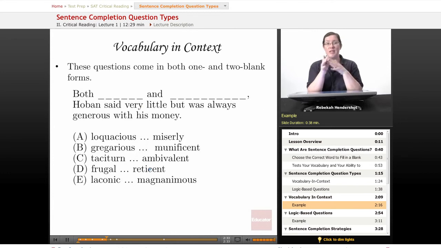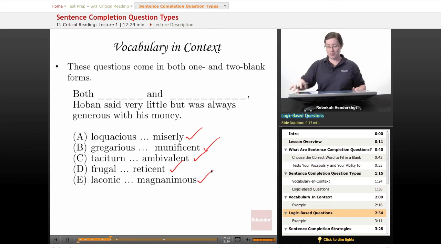All right, here's a two blank vocabulary and context question. Both blank and blank, Hoban said very little but was always generous with his money. So we have to choose the pair of words that go in the blanks here. Loquacious and miserly. Was he gregarious and munificent? Was he taciturn and ambivalent? Frugal and reticent? Or laconic and magnanimous?